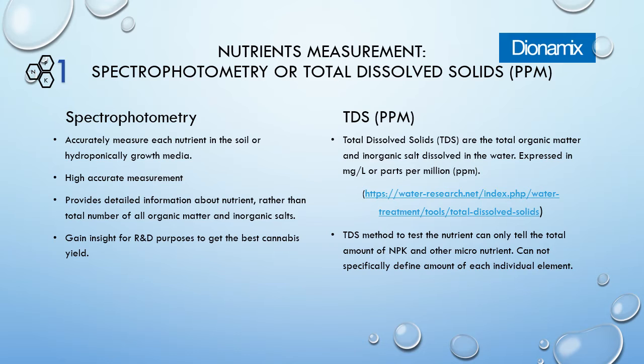It cannot specifically define the amount or the concentration levels of each individual element in the soil. Essentially, it can only tell you how much organic matter or inorganic salts are present. Therefore, you can only assume the individual nutrients have been depleted equally and therefore only add back a given ratio of N, P, and K. The result is you could end up overfeeding one nutrient while underfeeding another.